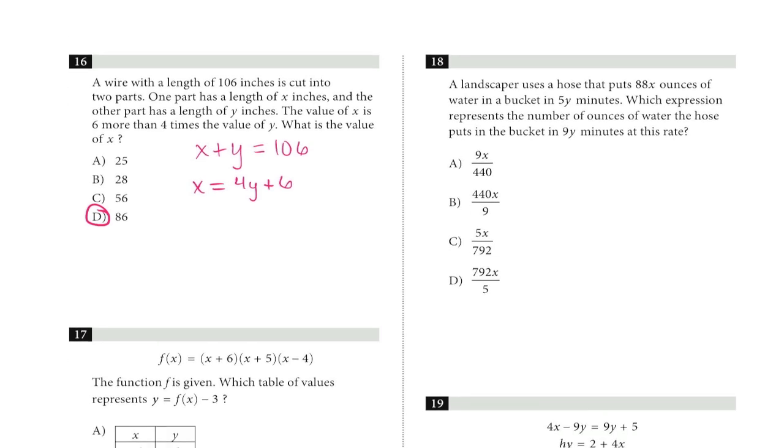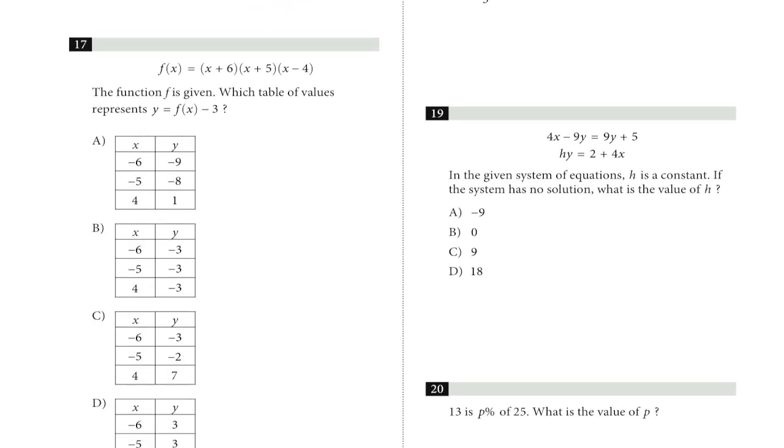All right, so number 17. The function f is given. Which table of values represents y equals f of x minus 3? So what they're saying here is y is going to be the function they gave us, and then subtract 3 at the end. I'm just going to substitute what f of x is into the entirety of f of x right here.